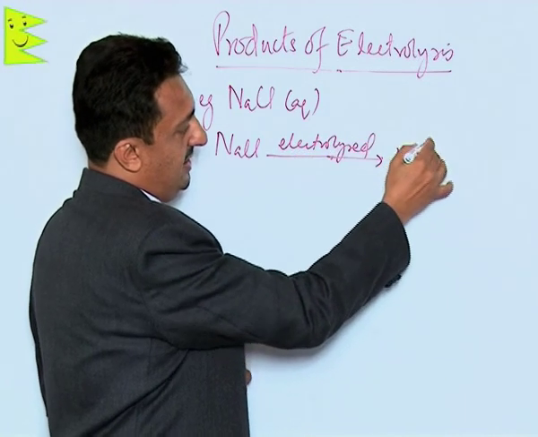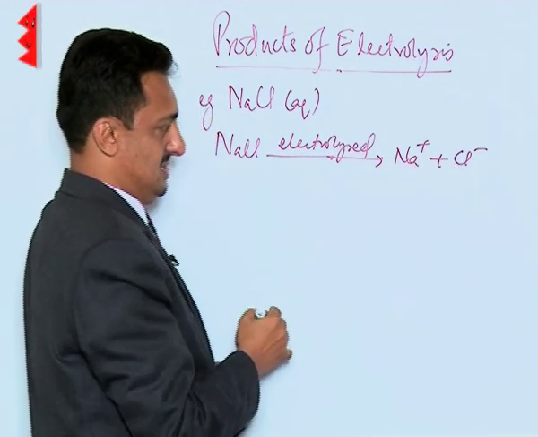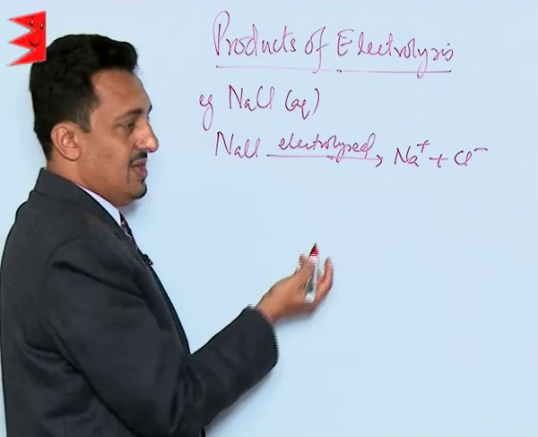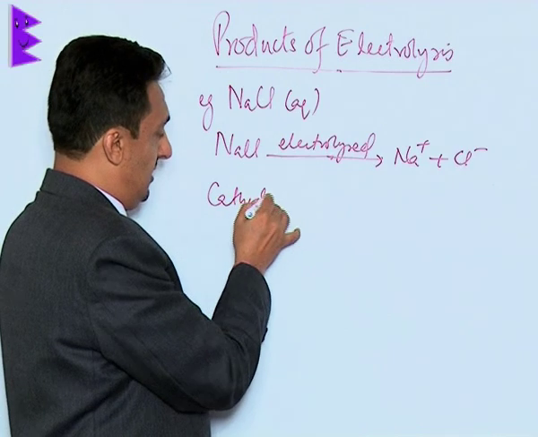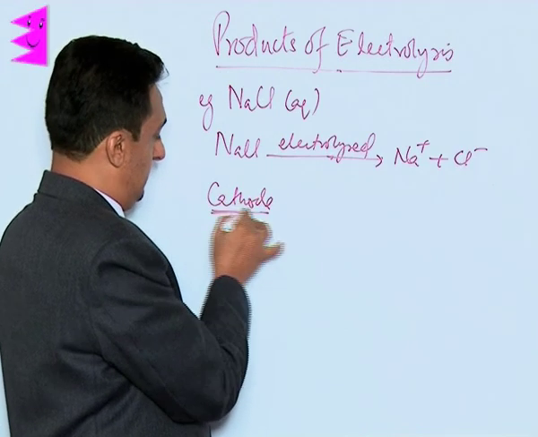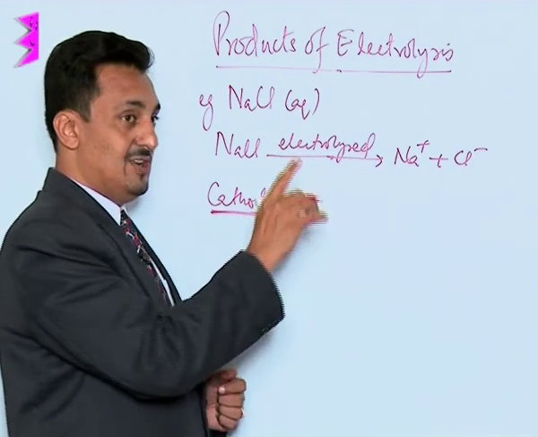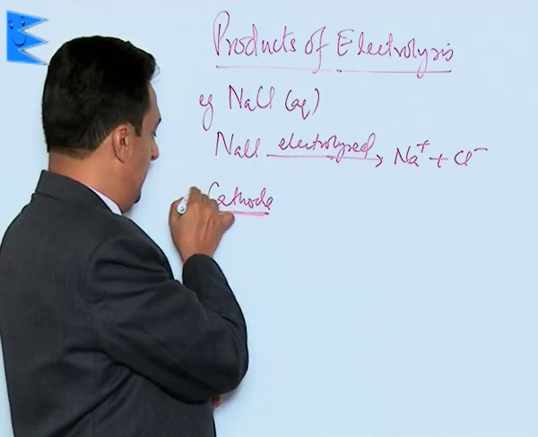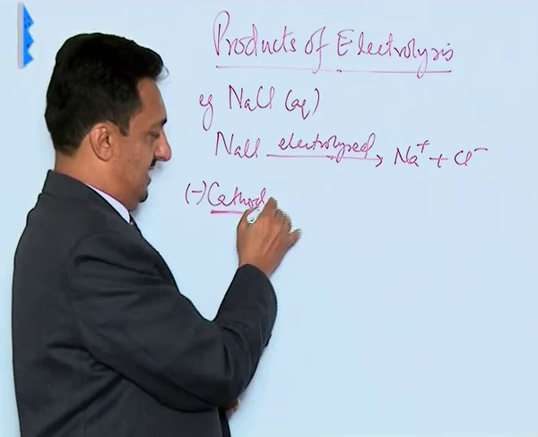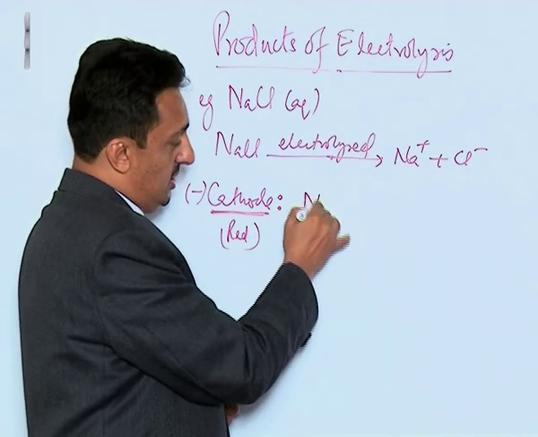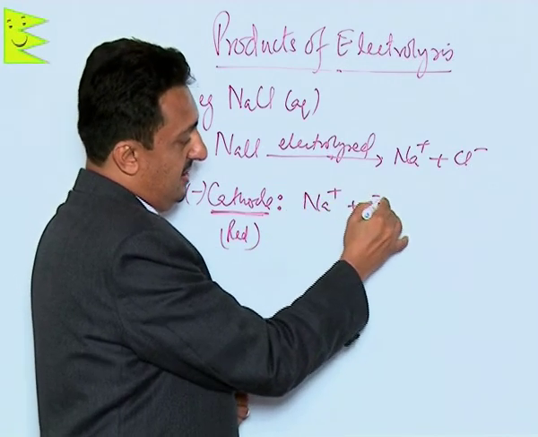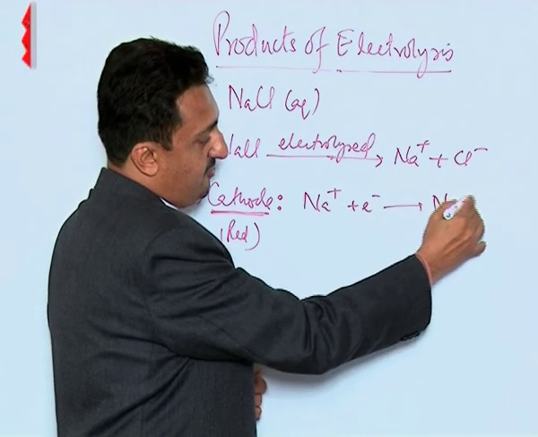we know we will be getting Na+ ions and Cl- ions. Now let us see what happens at the cathode first. We know the cathode is the one which is connected to the negative terminal of the cell and is having a negative sign. Here reduction takes place. So sodium ion approaches here, it can accept an electron and get reduced to solid sodium.